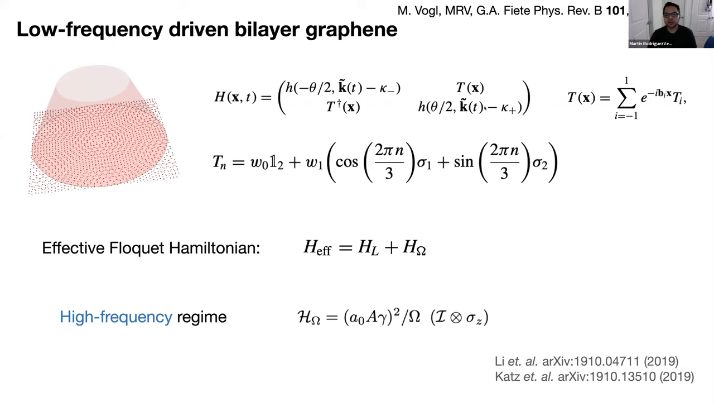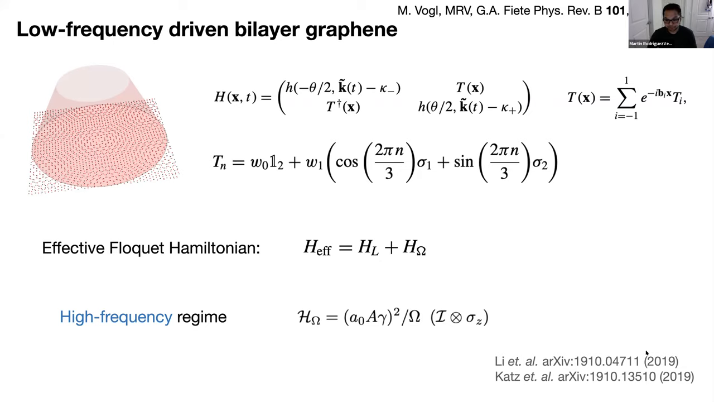And this Hamiltonian has the usual structure, where in the block diagonals you have the Hamiltonian for each of the graphene layers, and you have the tunneling matrix in the off diagonals. Now, the effective Floquet Hamiltonian, we can turn the crank and write it in this way, where H_L is the average Hamiltonian, and H_omega is the correction due to the drive.